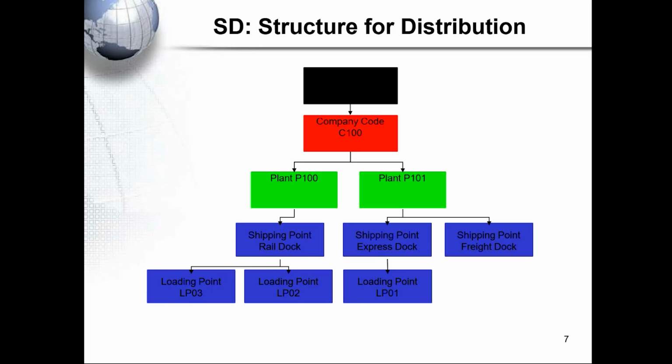And the shipping point has a loading point where the product is getting loaded into the transport. So we have to understand this concept, how the product will be distributed. The product will come out from the plant, reach the shipping point, be loaded in the transport, and move to the customer place. That is the process of distribution.